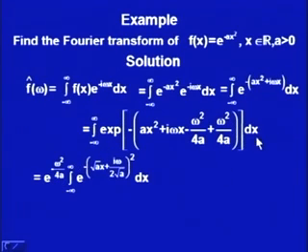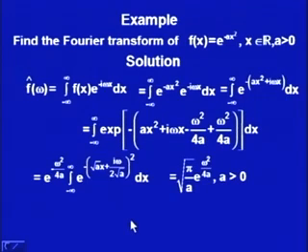that I have taken outside because this integral is with respect to x, and here it is the integral of e to the power minus... Now, what is this function? This function has come up as the square root of a times x plus i omega upon 2 root a, whole square, integrated with respect to x. This integral is equal to square root pi upon a, for a positive.